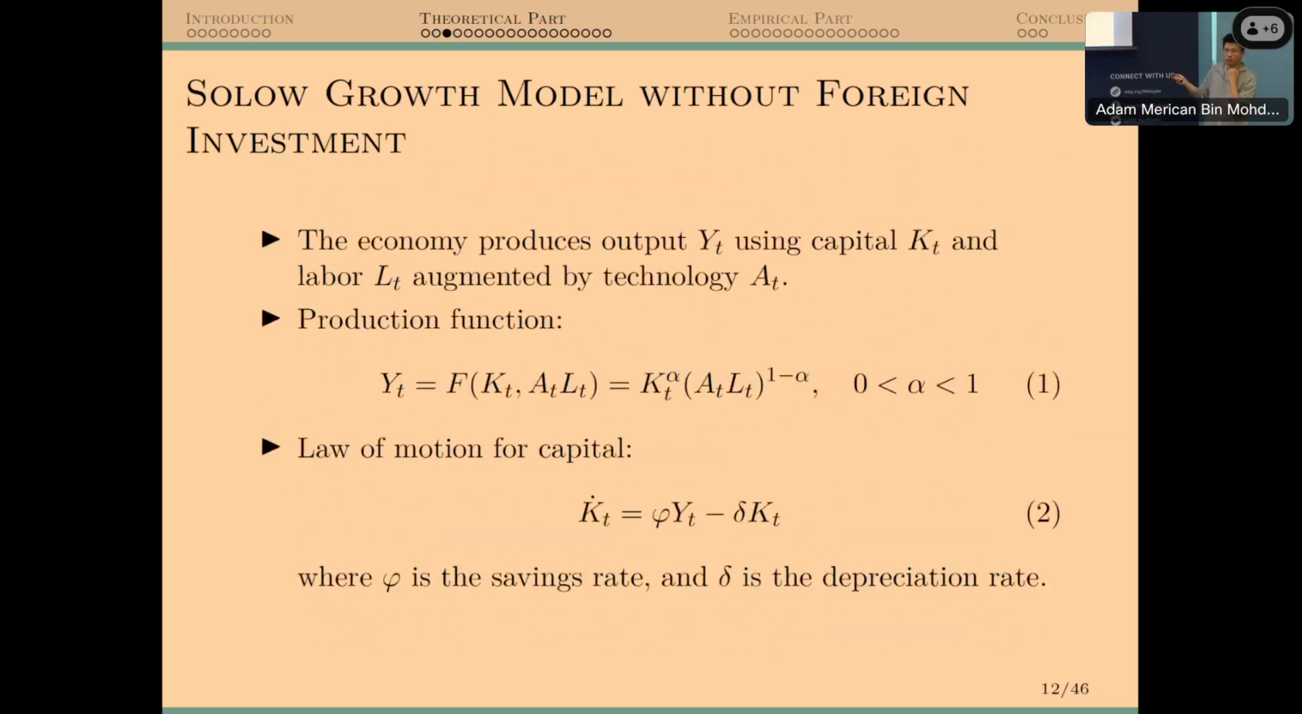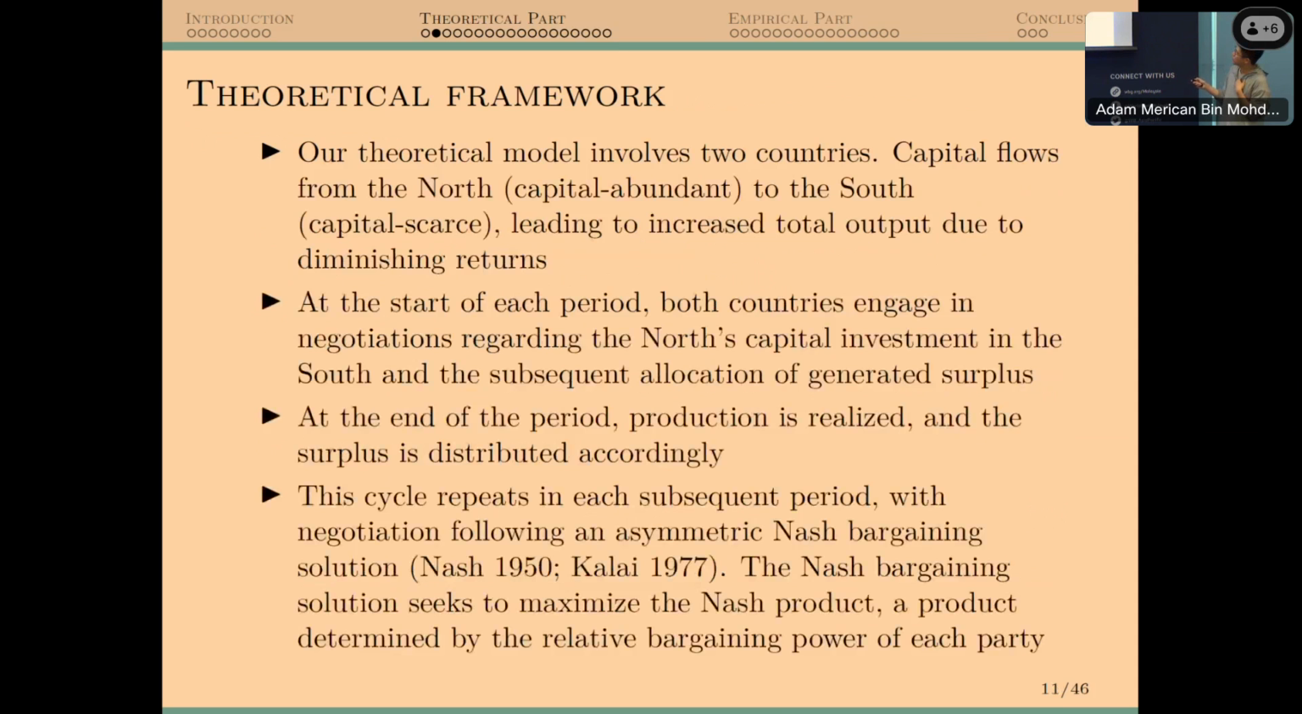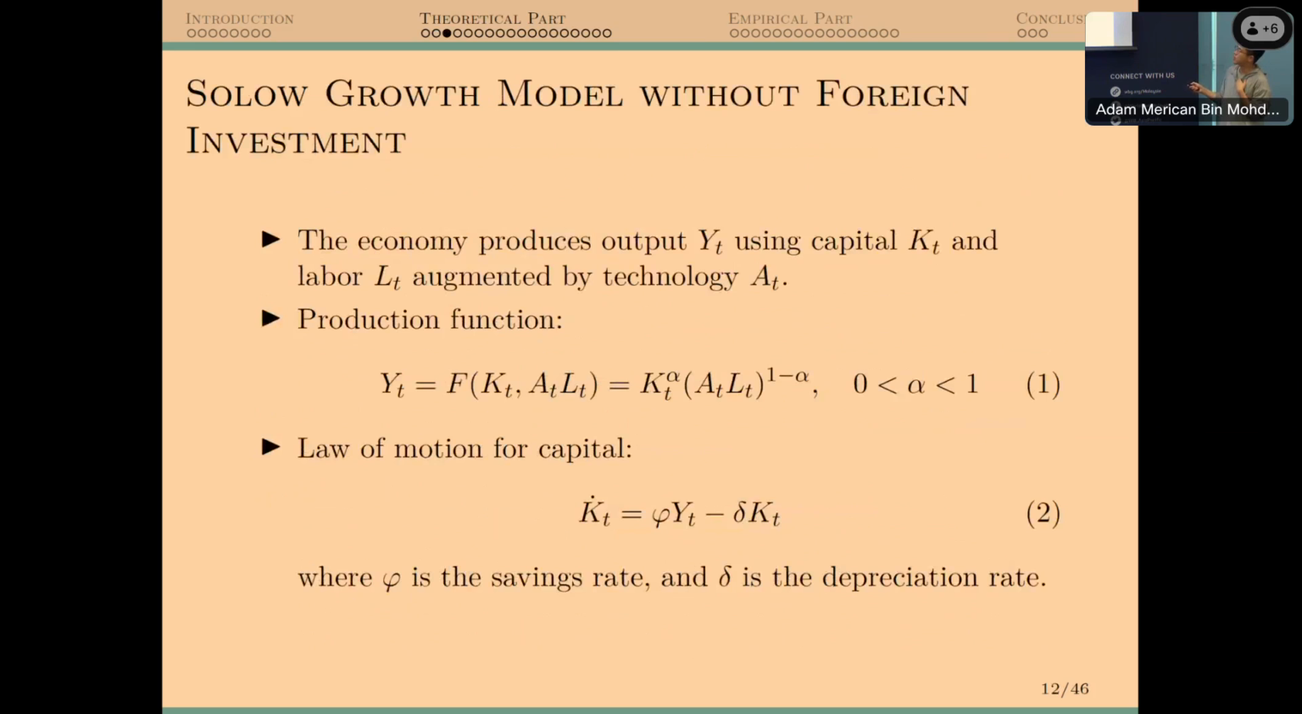This is a classic Solow growth model. As you all know, we have Y_t for the production, K for the capital, A for the technology, L for the labor. This is a Cobb-Douglas style production function, and the law of motion of capital: the change of the capital equals phi multiplied by Y_t, where phi is the saving rate, minus delta K_t, where delta is the depletion rate. So this is the change of the capital.